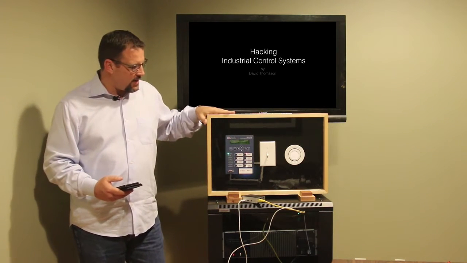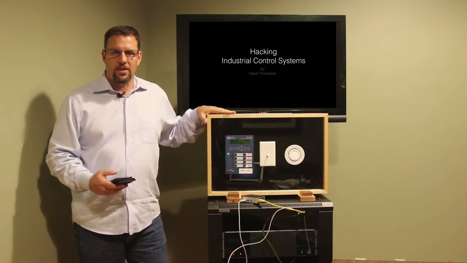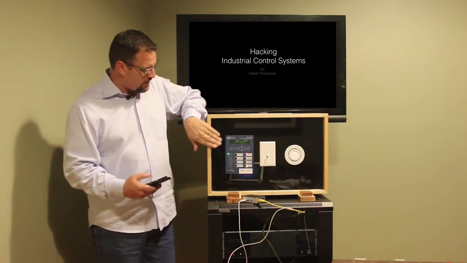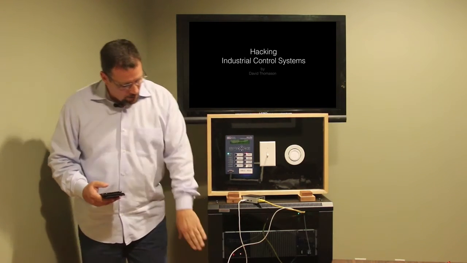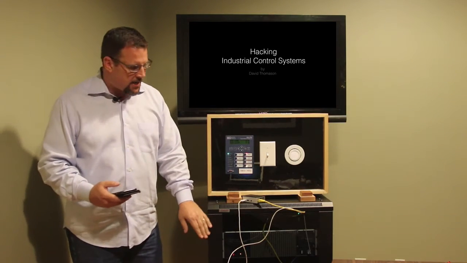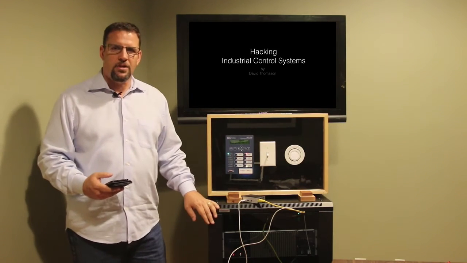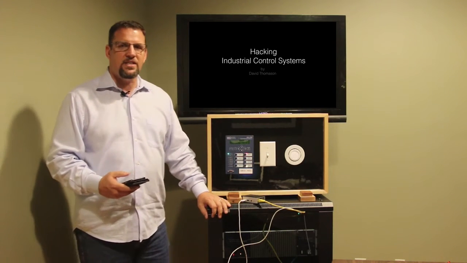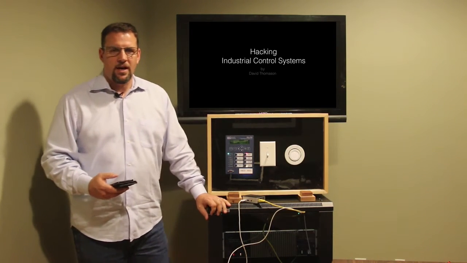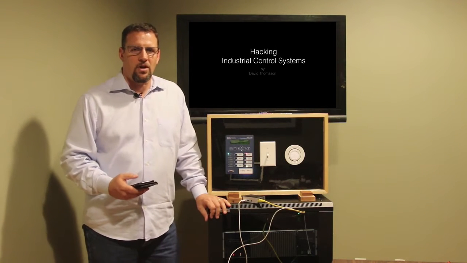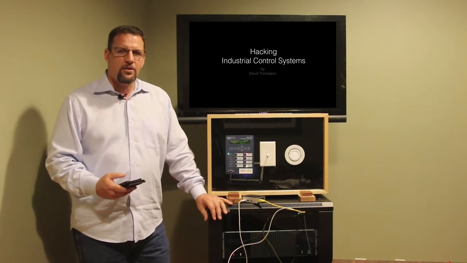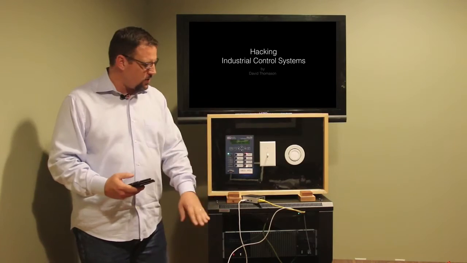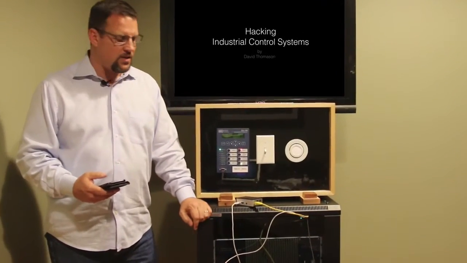So what we have here today is a mock-up of some of the equipment that you would find in a substation. For example, here we have a relay. Down below we have something called an RTAC, and the relay and the RTAC are communicating together through an Ethernet switch. They're using the IEC 61850 protocol, actually a subset of that protocol called GOOSE. And that's a layer 2 protocol that allows for the communication between these two devices through that switch.